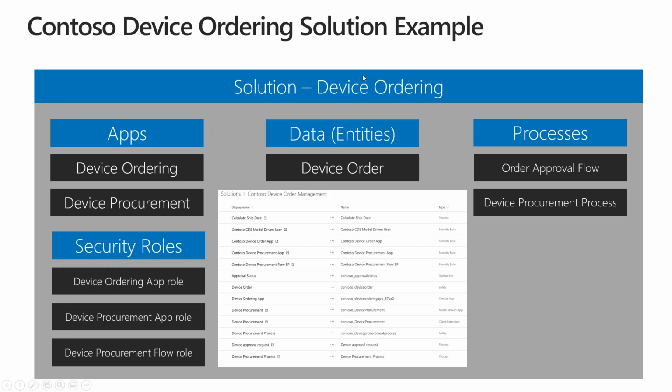Here's an example. This solution, Device Ordering, you'll see it's got a couple of apps. It's got some security roles. It's got tables, they're now called tables, and it's got some flows. It has a process flow, and it's got a business process. And here they are listed in the solution.